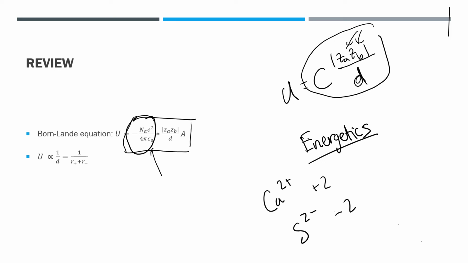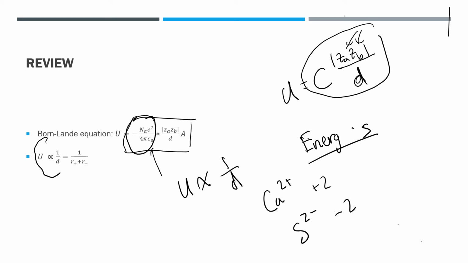And what I really want to stress is that our potential energy is proportional to 1 over the distance between the ions in a lattice. So, for example, if I had an NaCl lattice, the distance between the sodium and chloride is what U is proportional to.